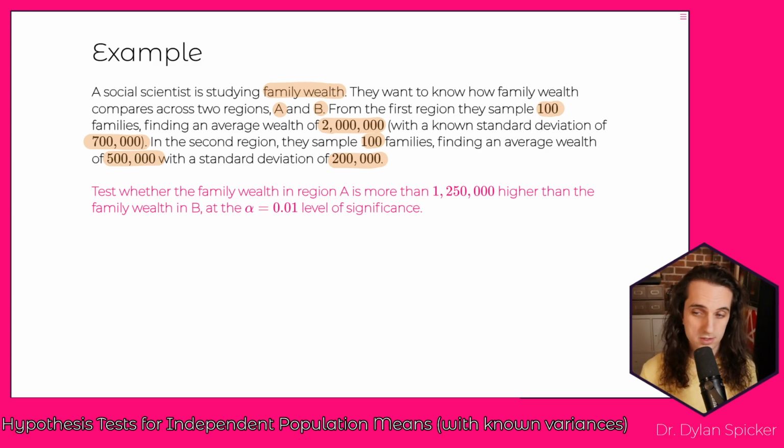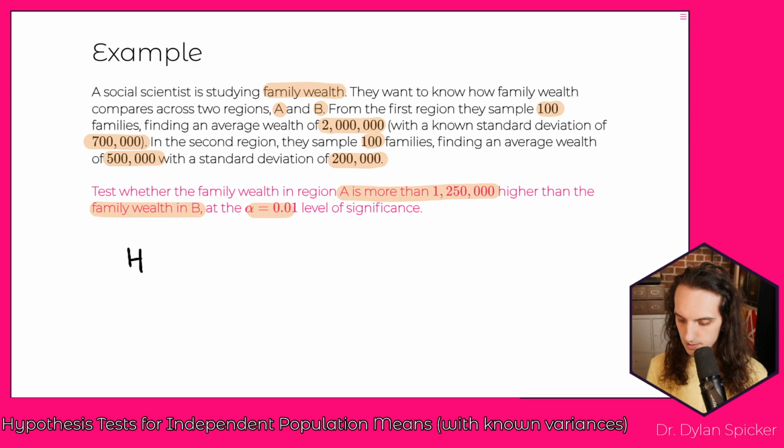deviation of 200,000. Now, here the researchers want to test whether the family wealth in region A is more than $1.25 million higher than the family wealth in B at the alpha equals 0.01 level of significance. And so what are we dealing with here? Well, it makes sense to start with our actual hypotheses that we want to test here, right? Because we are thinking about the difference in mean wealth between these two regions. So that's mu x minus mu y, right?